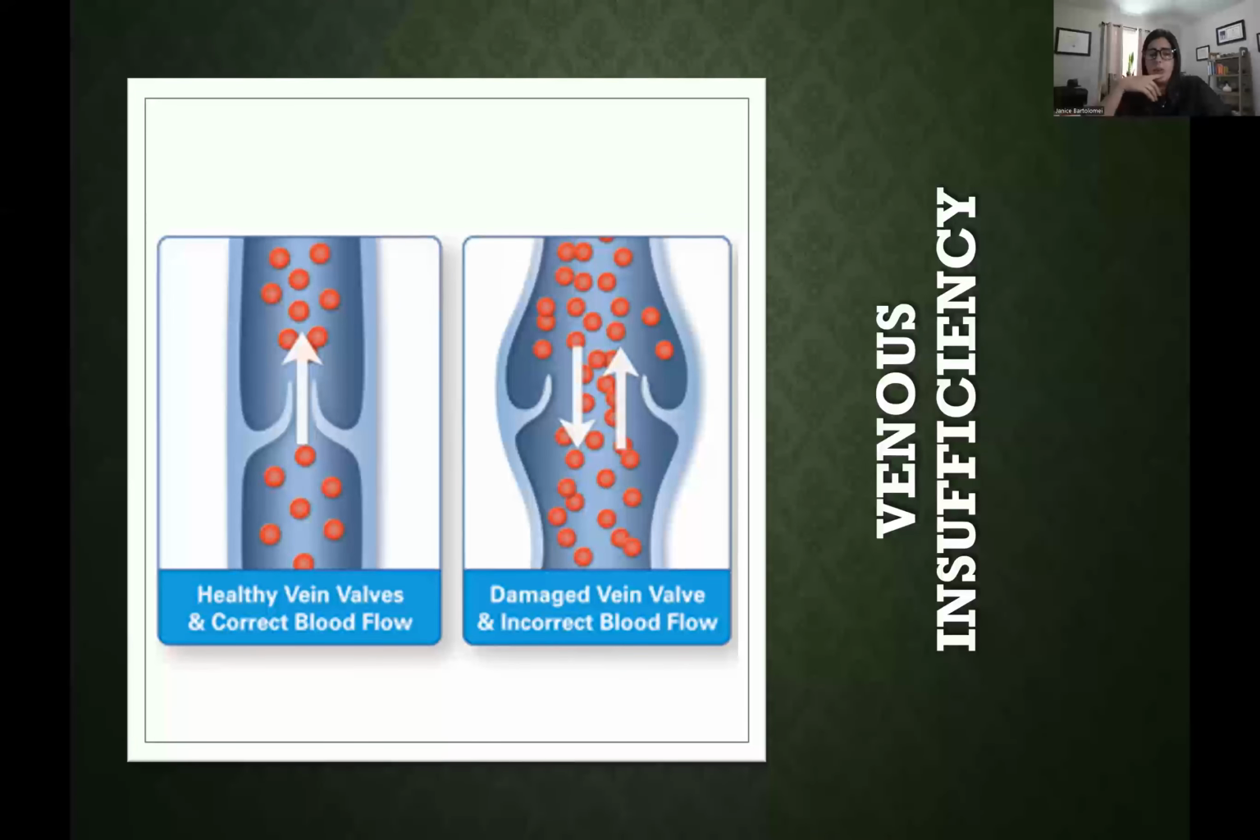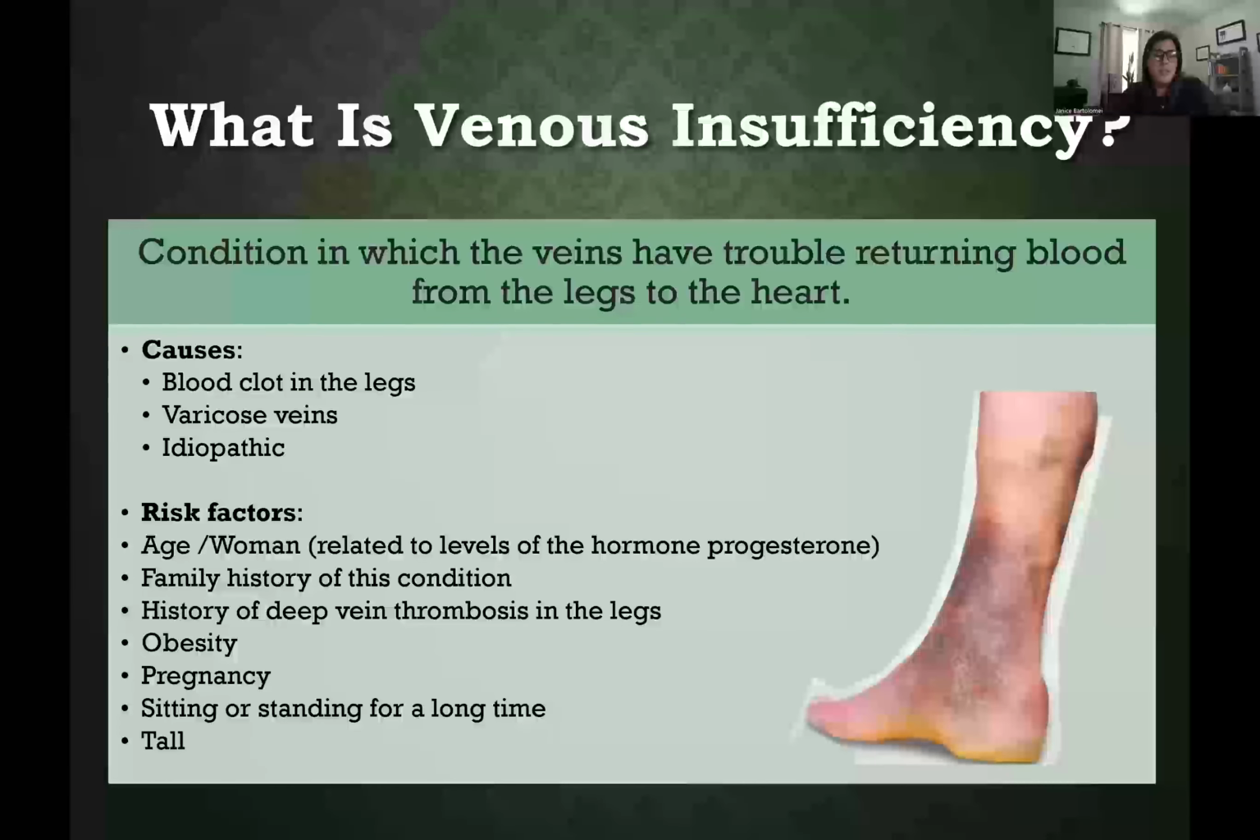So this issue happens whenever we have valves that have trouble returning the blood back to the heart from the legs because of an incompetent valve or issues with the flow. Causes that can lead to venous insufficiency are blood clots, varicose veins, or just unknown. Risk factors are women, age, family history, a history of a clot, obesity, pregnancy, and being tall or sitting or standing for prolonged time.